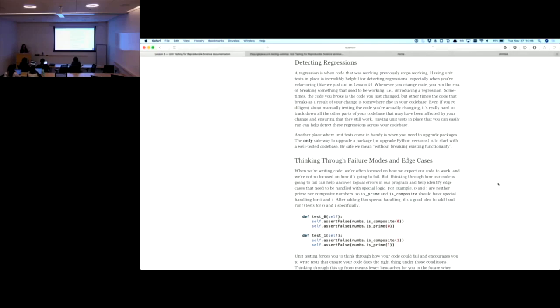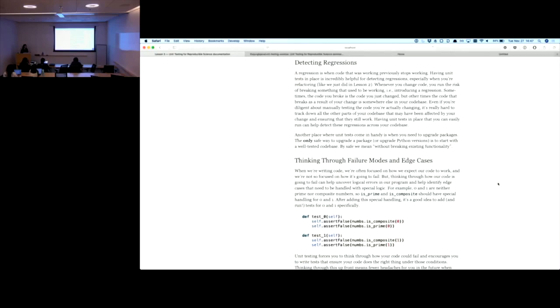This last paragraph here probably should have been its own section because it's very important. The other place where unit tests come in handy, to put it lightly, is when you need to upgrade packages. Or, for example, if you need to upgrade versions of Python. Python 2 is end of life. Many, many packages are dropping support for Python 2. The only way to safely upgrade a package is to start with a well-tested code base. And by safe, I mean without the possibility of breaking something.